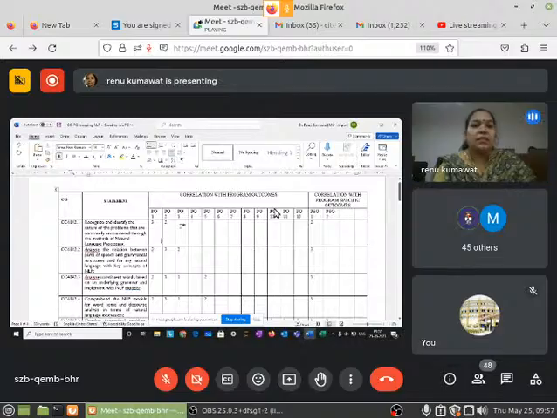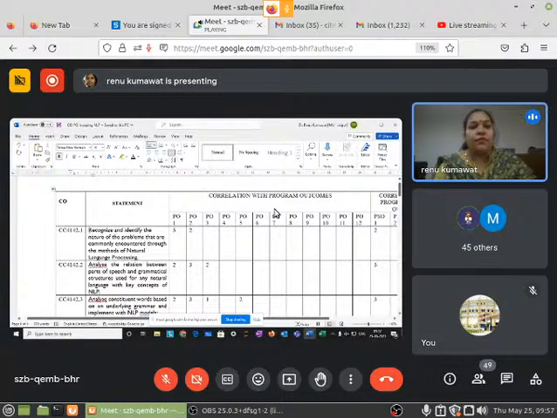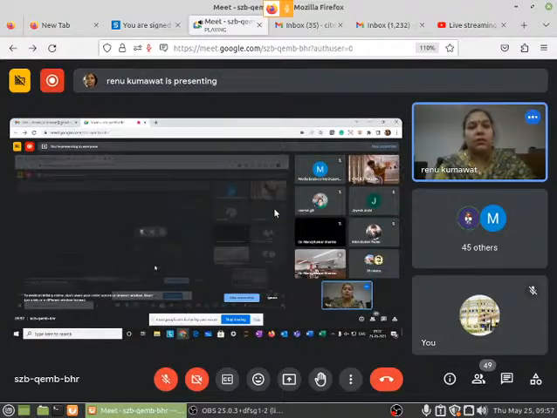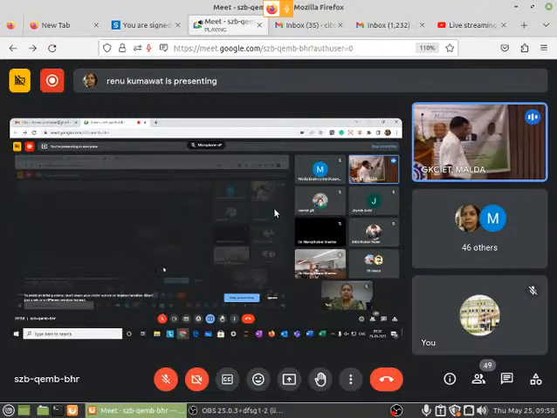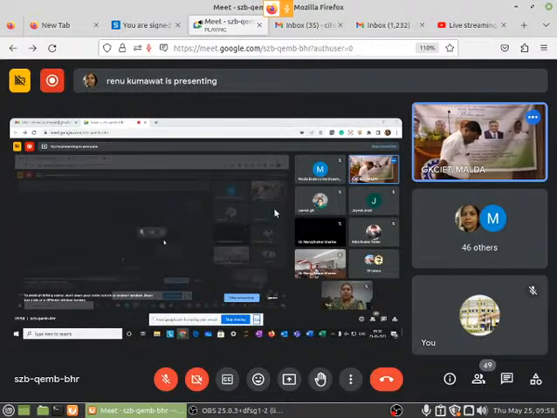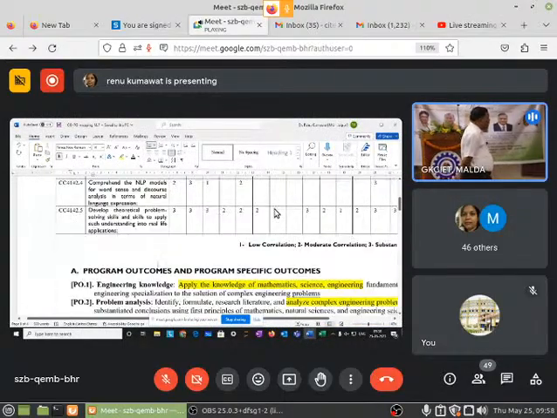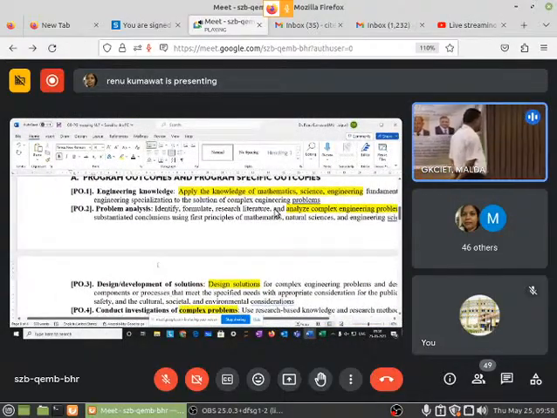So we are discussing the CO-PO mapping for the course Natural Language Processing. So first CO is recognize and... So did you create any PSOs for that? Manipal University, do you have any PSOs for this?